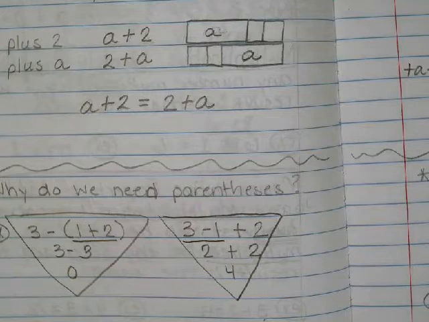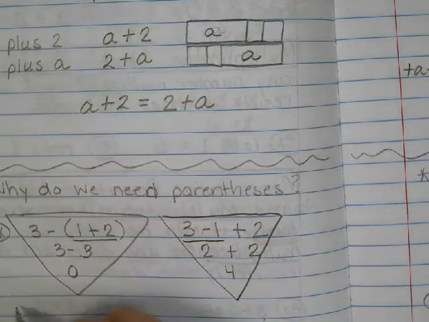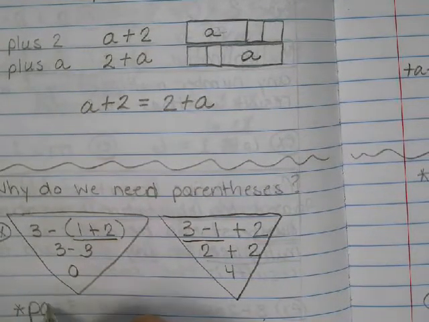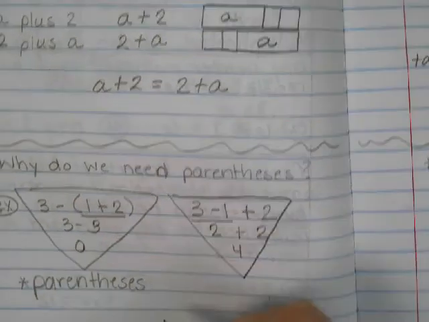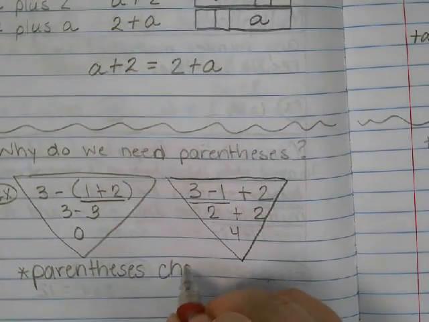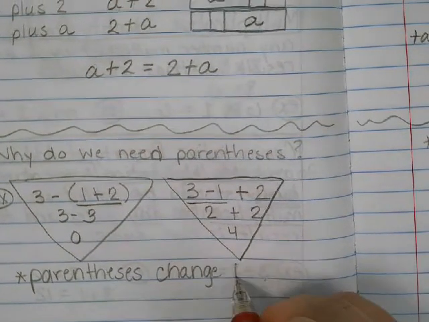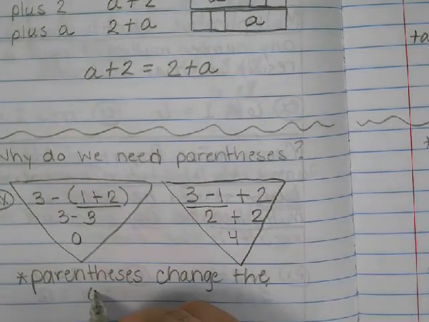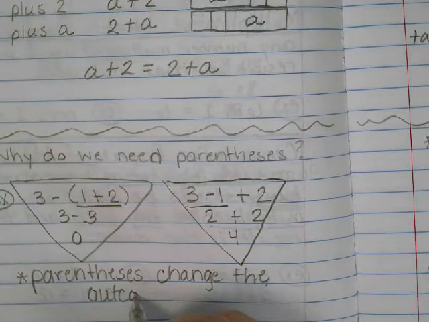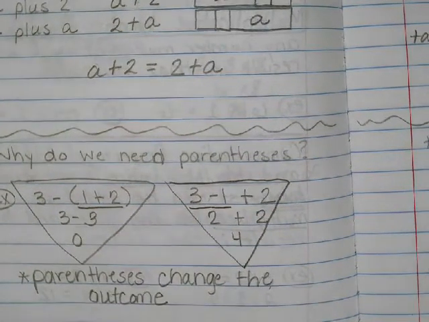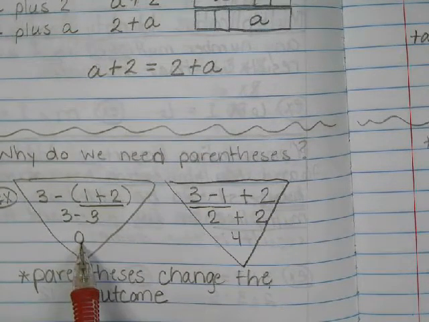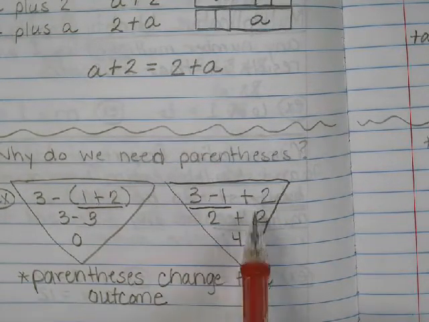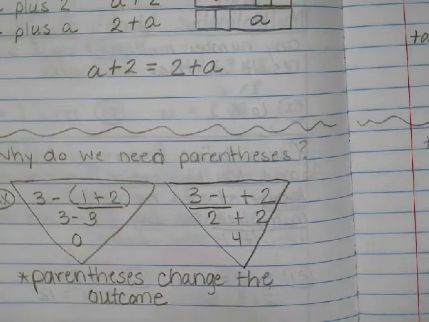is different. So we say parentheses change the outcome. So in the first one, I had parentheses and my outcome was 0. In the second one, I had no parentheses and my outcome was 4.